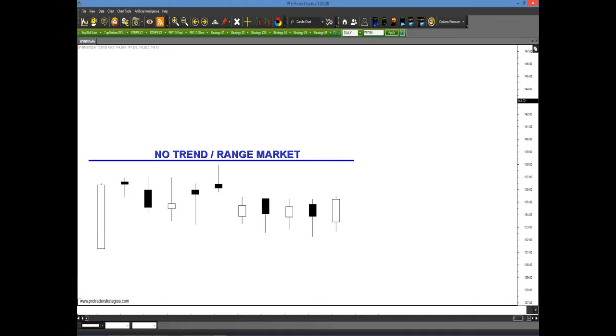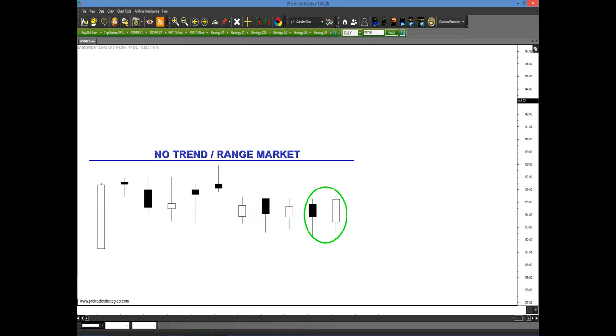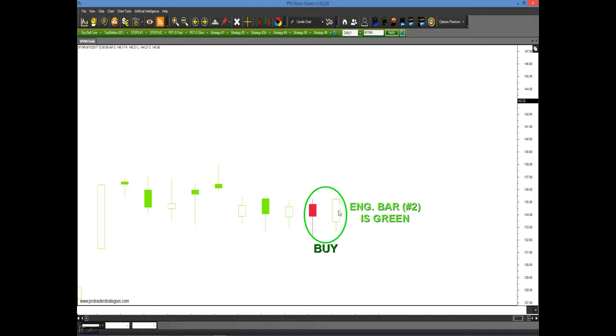Once we apply our tool for the trend, which is the PET D, we see that, I kind of backtracked here, we have an engulfing pattern, and we see that bar number two in the engulfing bar is green. So this is a very bullish setup here, where most people would say, well, the stock is going sideways. There's no advantage here. Actually, there's a tremendous advantage, because now you have the advantage of finding a candlestick pattern that is in sync with the PET D, in sync with the trend.